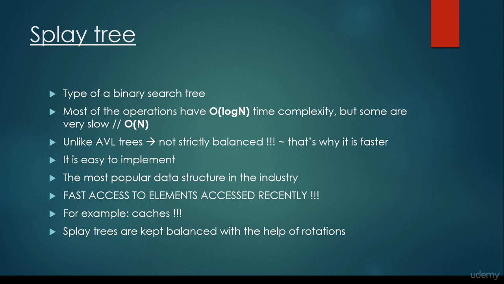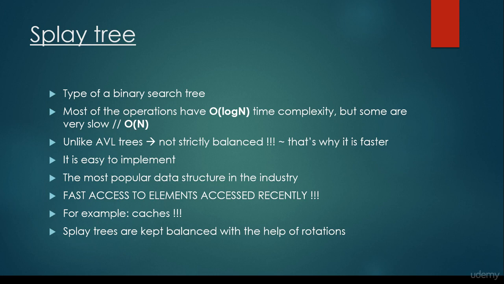It is a type of binary search tree, so every node can have a left child and a right child, and basically the left child is smaller than the parent, the right child is greater than the parent. So all of the features that we have been talking about when we were discussing binary search trees are going to be true for splay trees as well. Most of the operations have O(log n), so logarithmic time complexity, but some operations are very slow.